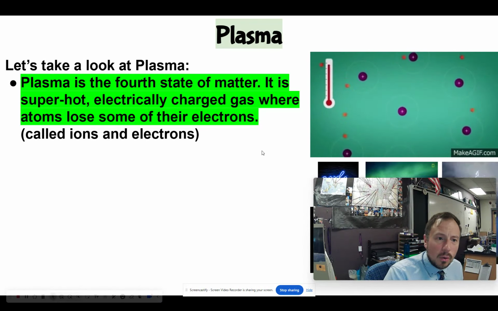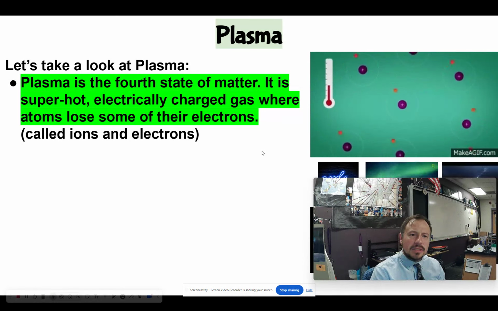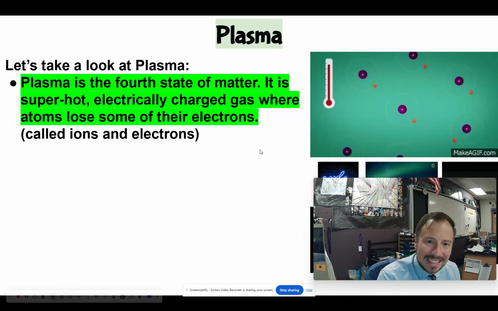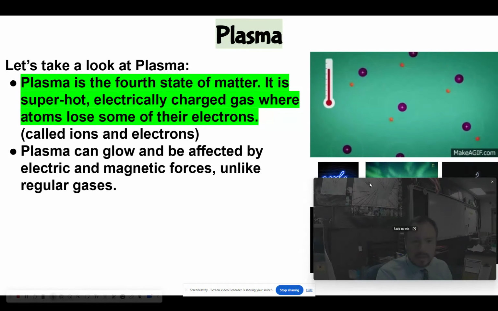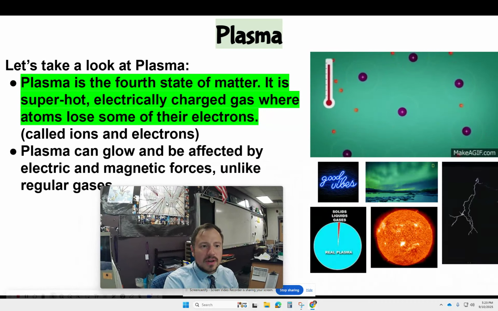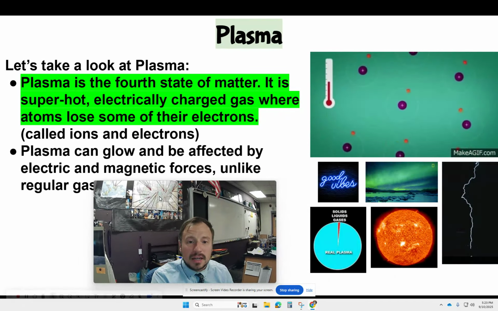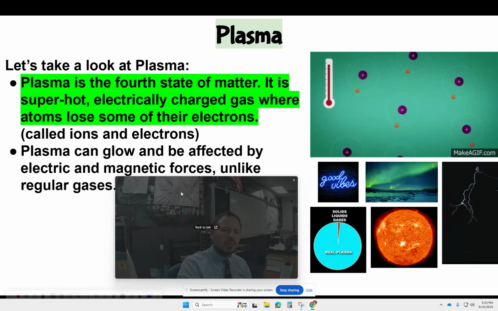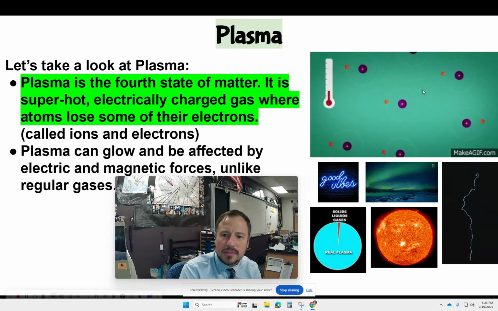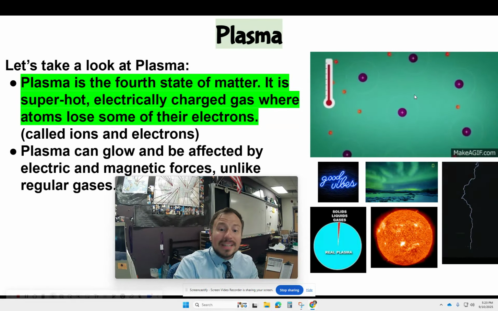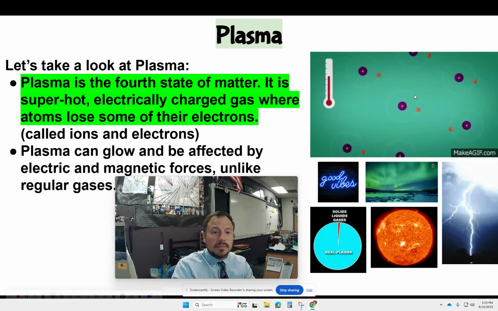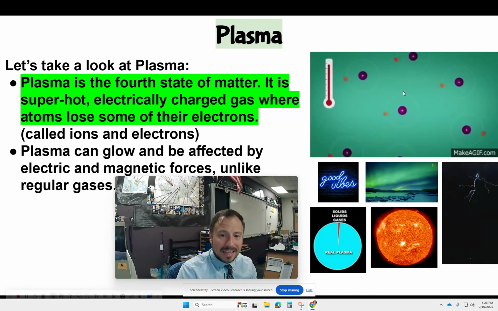Now let's talk about the fourth state of matter, plasma. Plasma is that fourth state of matter. It is super hot electrically charged gas where atoms lose some of their electrons. Now, plasma can glow and be affected by electric and magnetic forces, unlike regular gases. This is what sets it apart. If you can see this little graphic over here, you add enough heat energy to it, you're basically stripping those electrons away, and it becomes this electrically charged gas.